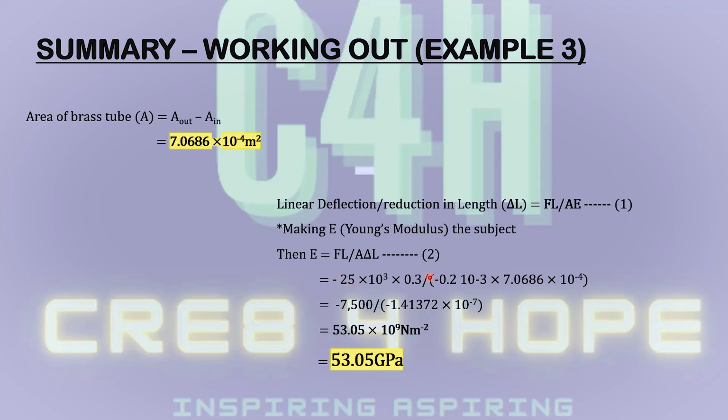We then proceed to just put in the known variables. As we already know, F, the compressive force, is equal to minus 25,000. The original length is equal to 300 millimeters, but we're converting everything into meters, so that will be 0.3, divided by 0.2 times 10 to the power minus 3 times 7.0686 times 10 to the power minus 4. We do the needed computation, and that gives approximately 53.05 GPa, which is the same as 53.1 GPa. And there we have it.